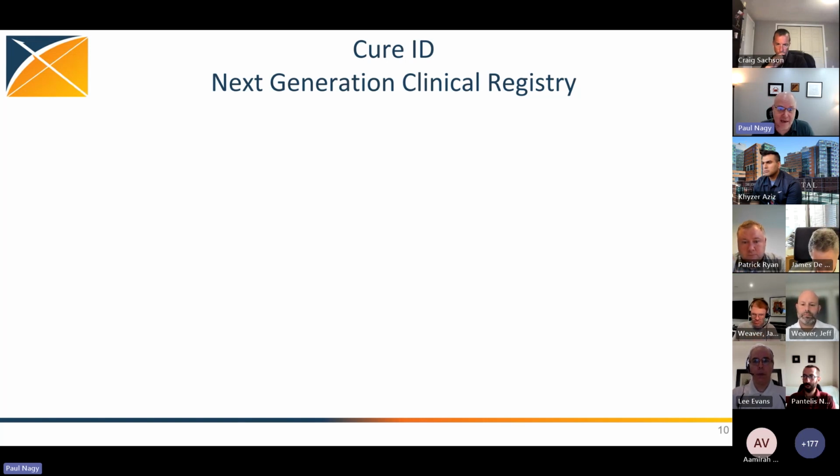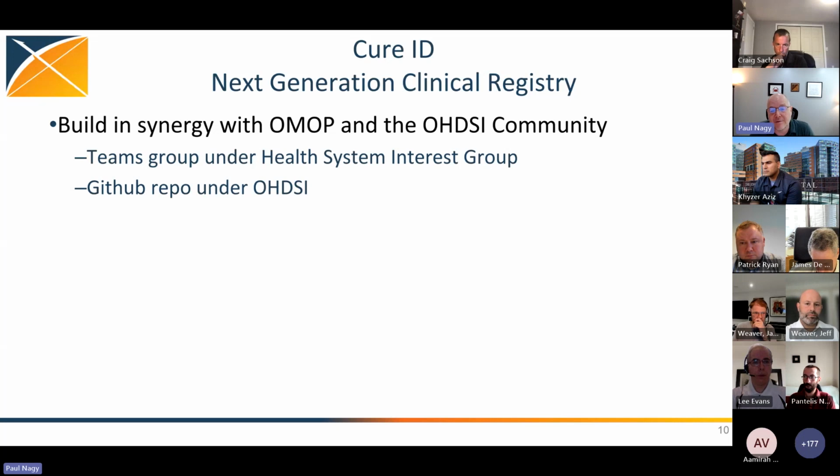And the ways that they did that, and I think this is really a role model for registries for the future, was one is we, instead of building another community elsewhere, they built synergy with OMOP and the OHDSI community. We created a Teams group under the Health Systems Interest Group. We created a GitHub repo under the OHDSI organization. And so I feel like this really helped us be part of the conversations and recognizing that health systems have many registries that they're trying to support, not just the CureID. This helped them build some synergy around that.